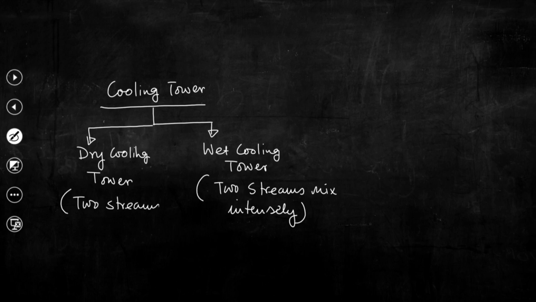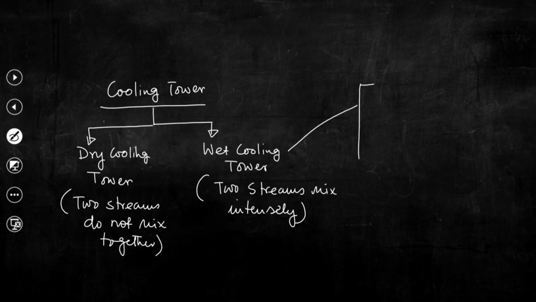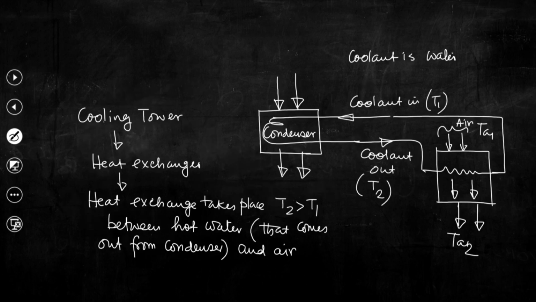Two streams do not mix together while they are exchanging heat, and in another case, wet cooling tower, these two different streams mix together intensely. Now, this wet cooling tower further can be sub-classified. Now, this particular classification is based on the fact that whether it is dry cooling tower or wet cooling tower, we need to have a continuous flow of air, and that air flow will reduce the temperature of the hot water. Now, question is, how can we have the flow of air through this particular device, that is the cooling tower?